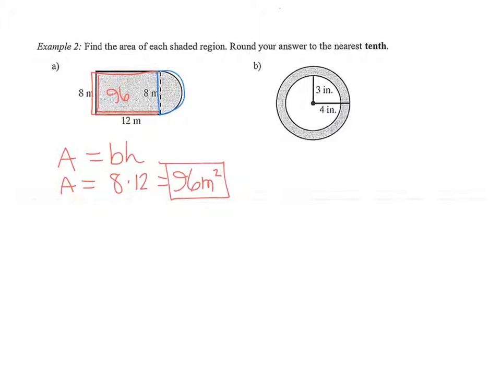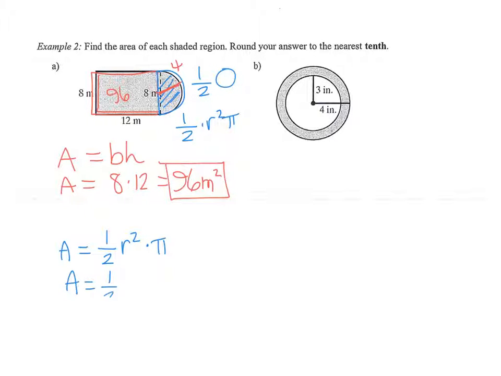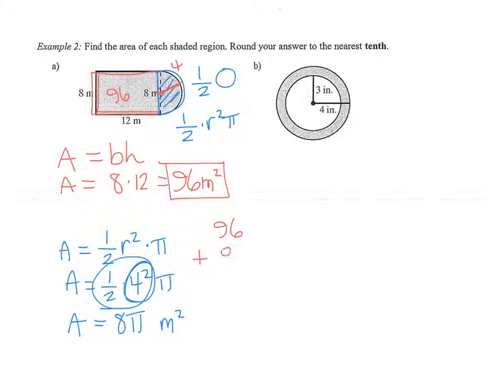So the blue part is half of a circle. So I'm going to do 1 half times r squared pi. So I do area equals 1 half the radius squared times pi. I took half because this is half of the circle. So in this case, the radius is half of 8, so the radius is 4. So I do area equals 1 half times 4 squared pi. So half of 16 is 8 pi meters squared. So together, I'm going to join 96 plus 8 pi, and I'm going to put it in my calculator. So 8 pi plus 96 to the nearest tenth is about 121.1 meters squared.